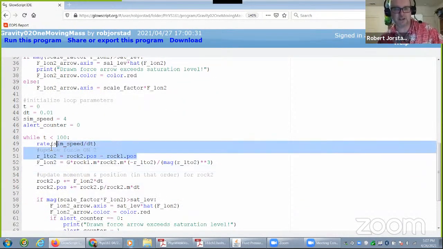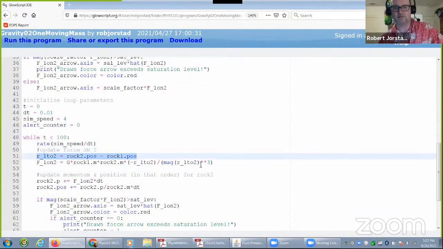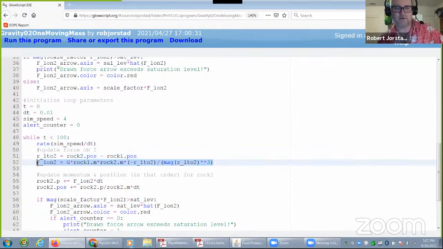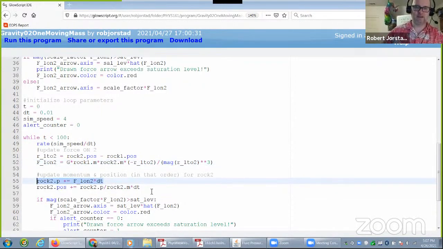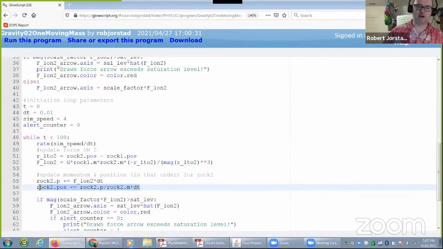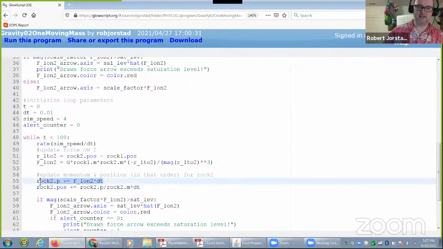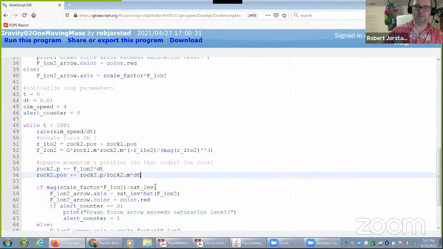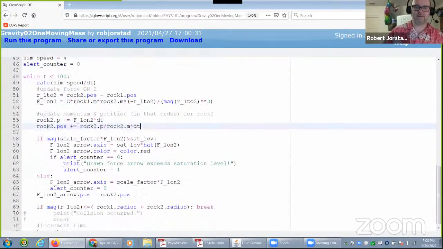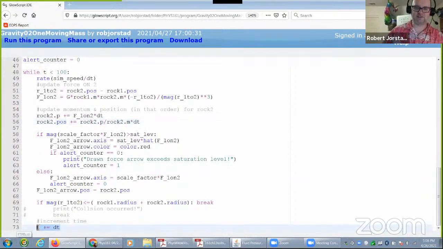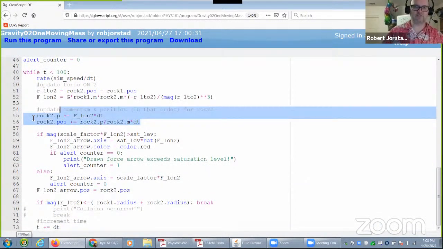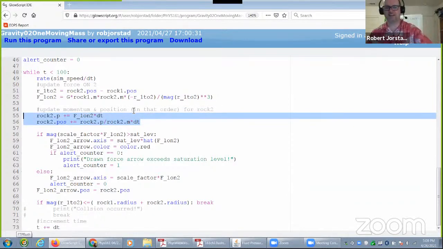First, you calculate where the rocks are currently located. You use that to update the force. As they move, you get a slightly different position, and you get a slightly different number. Then you calculate the rock's momentum. Finally, you use the rock's momentum to update the rock's position. And I should be careful: I update the rock's momentum. And then this is just cosmetic. And then you increment dt and you do it all over again. So these equations right here are constant acceleration kinematics.